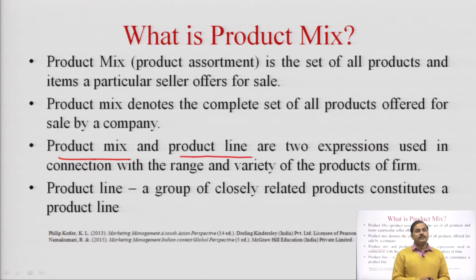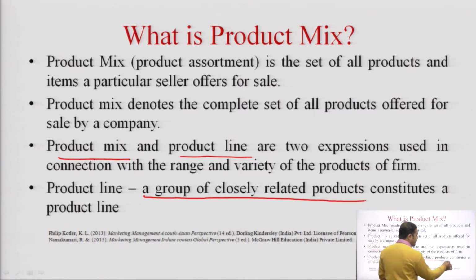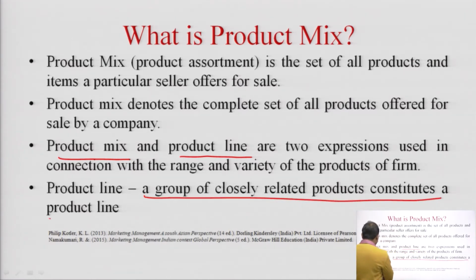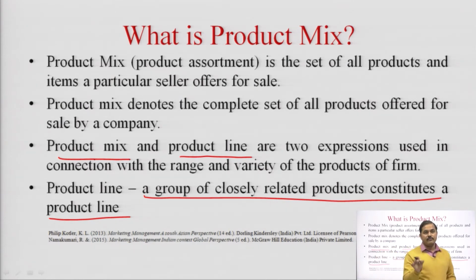The first is the product line. A group of closely related products constitutes a product line. The definition clearly expresses that if we are looking at one set or category of products which are related in one aspect, they constitute one product line.